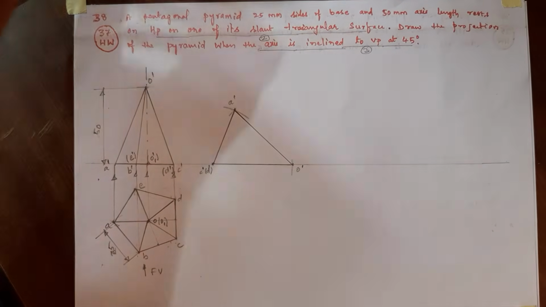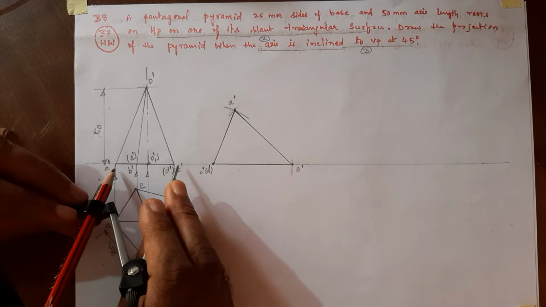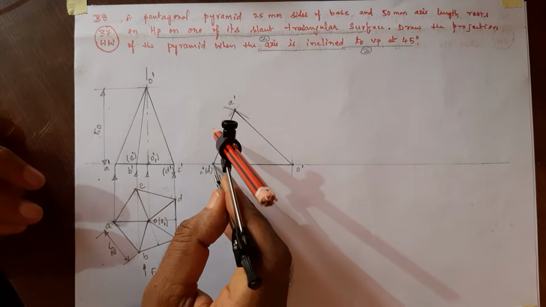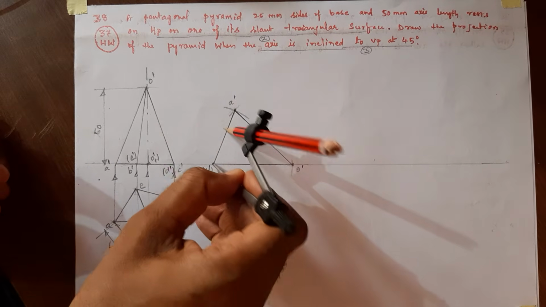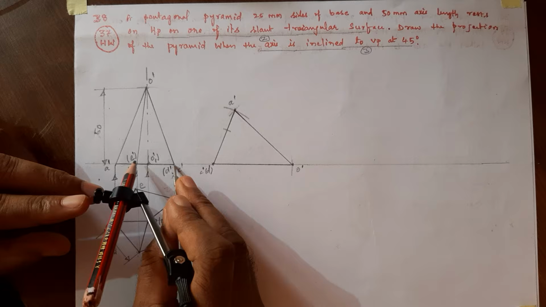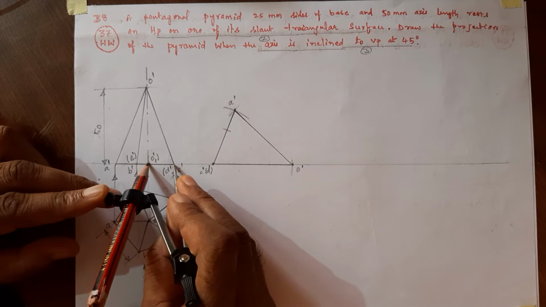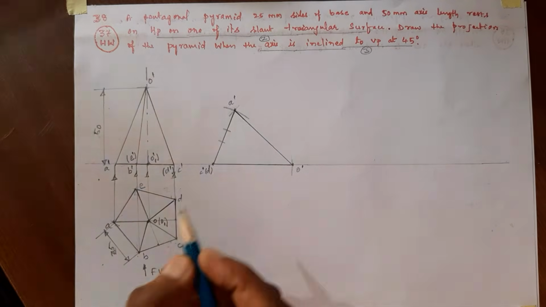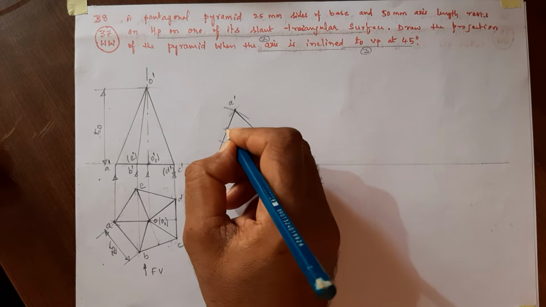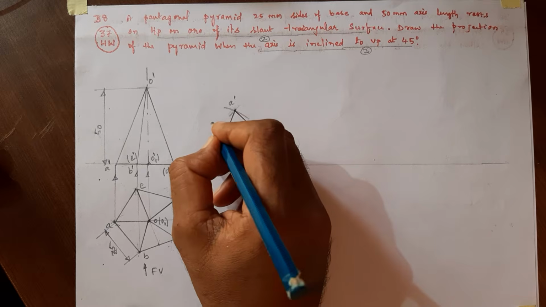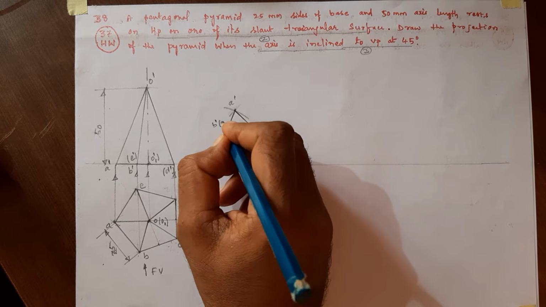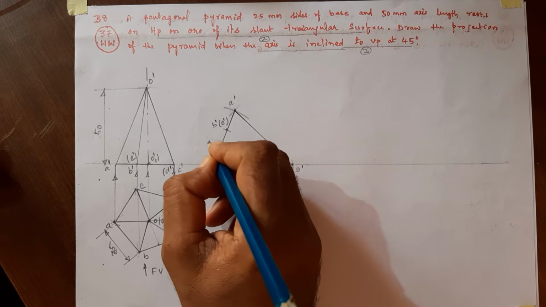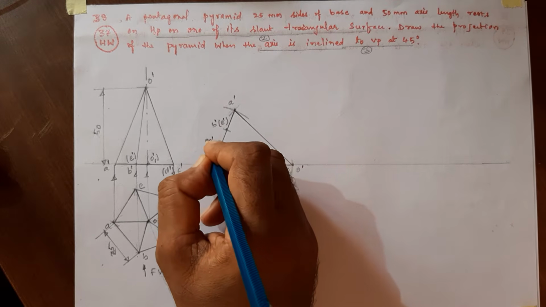Now get other points on the inclined line. Now see C dash to B dash. Keep the compass at C dash and cut this line. Similarly, C dash to O1 dash. So C dash to O1 dash. Two more points you will get. Now this point is B dash and E dash in the bracket. Now this point is O1 dash in the bracket.